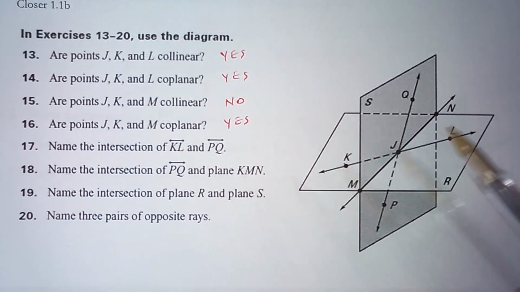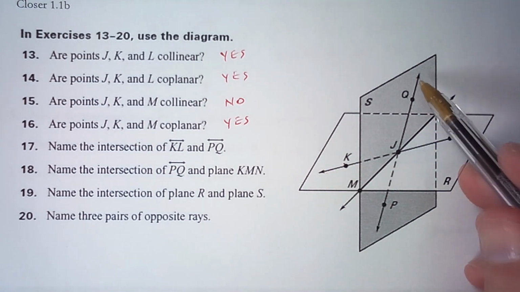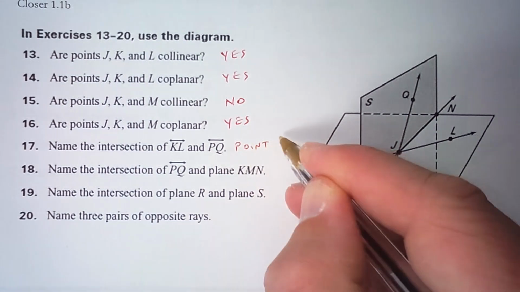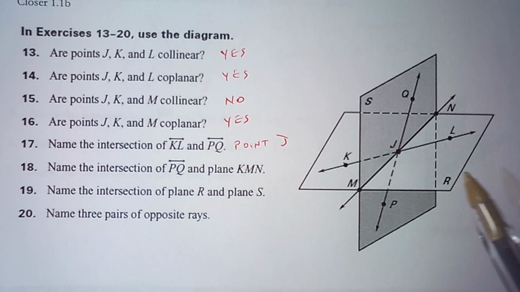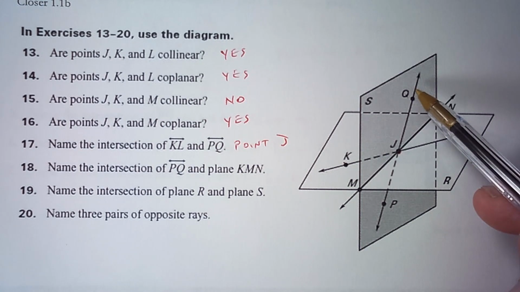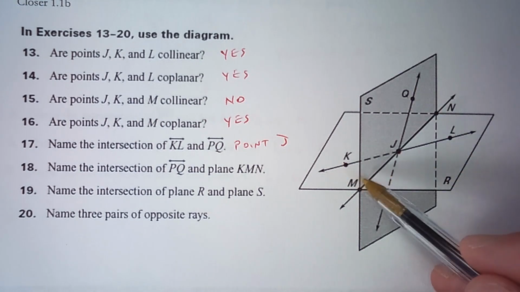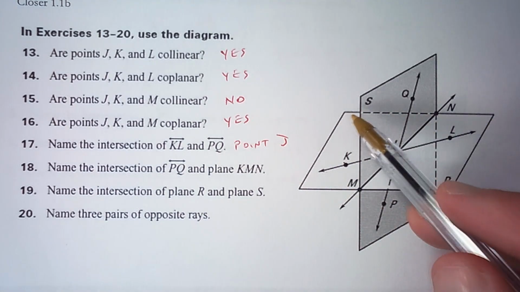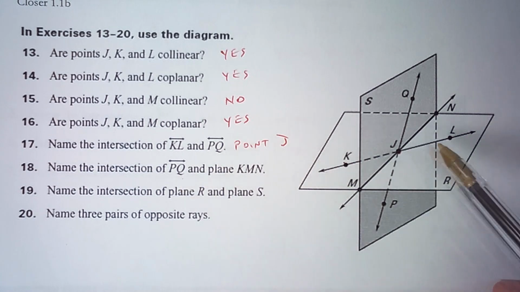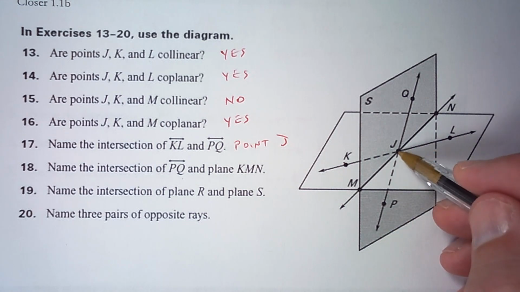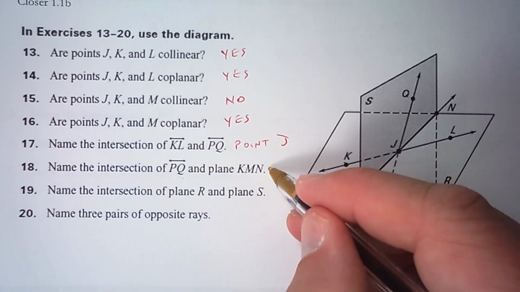The intersection of line KL and line PQ. So line KL and PQ, what they have in common is right here, point J. The intersection of line PQ and plane KMN. So plane KMN, K, M and N all appear to be here in plane R. Okay, so the intersection of line PQ and plane JKM, it looks like PQ passes through that plane right here at point J.